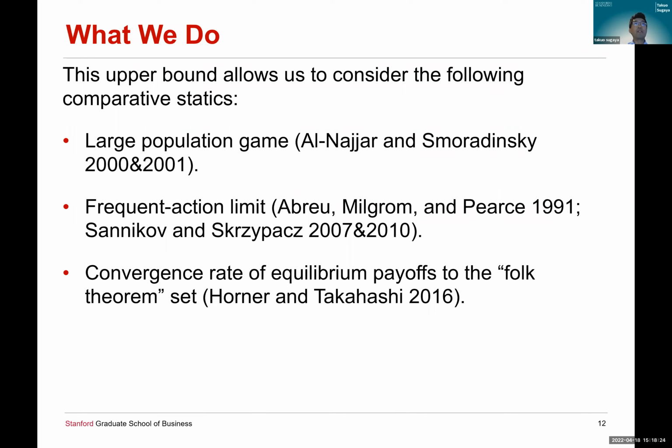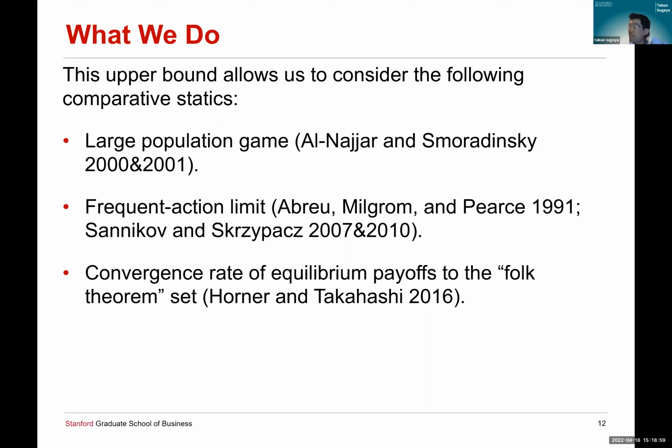Another limit that we can take is a frequent action limit, where the underlying game and the signal structure are defined in continuous time. Players take actions every certain interval of time, and we make that interval smaller and smaller. In that case, the discount factor and the precision of the monitoring change together, and we can take that limit like Sannikov and Skrzypacz's paper or the classical paper by Abreu, Milgrom, and Pearce.